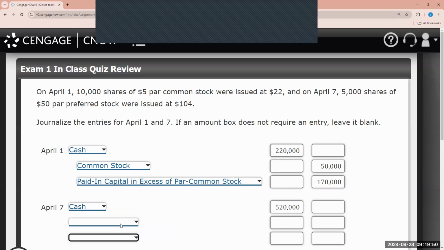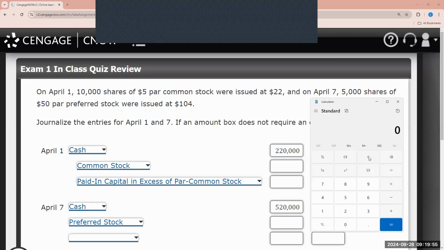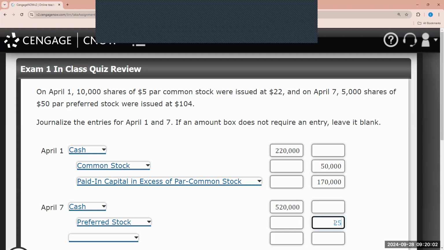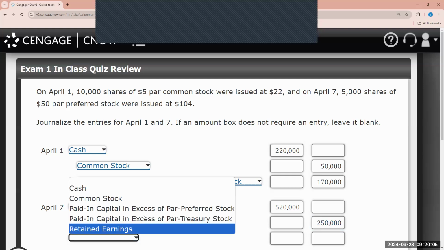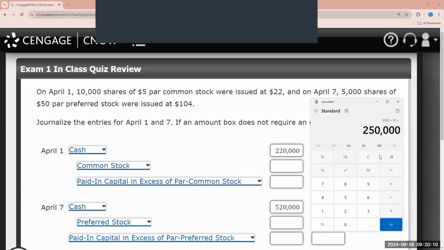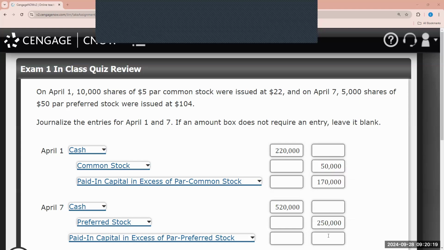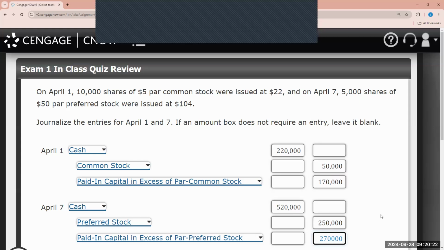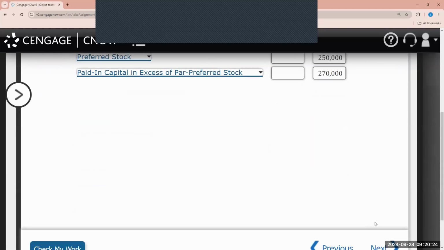The value of our preferred stock, as the problem lets us know, is $50 par preferred stock. So 5,000 shares times $50. The value of the preferred stock is 250,000. And then the difference, which is our paid in capital in excess of par preferred stock, is the cash received of 520,000 minus the value of the preferred stock, which is 250,000. So the difference of the 270,000 represents our credited amount.